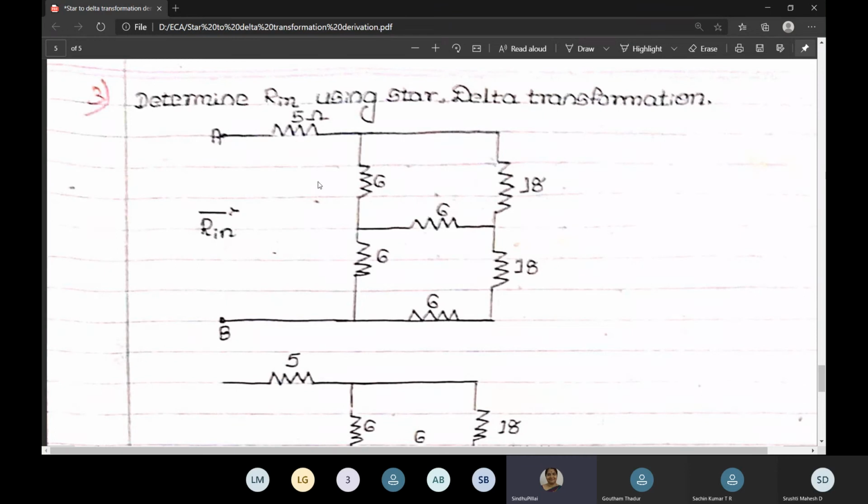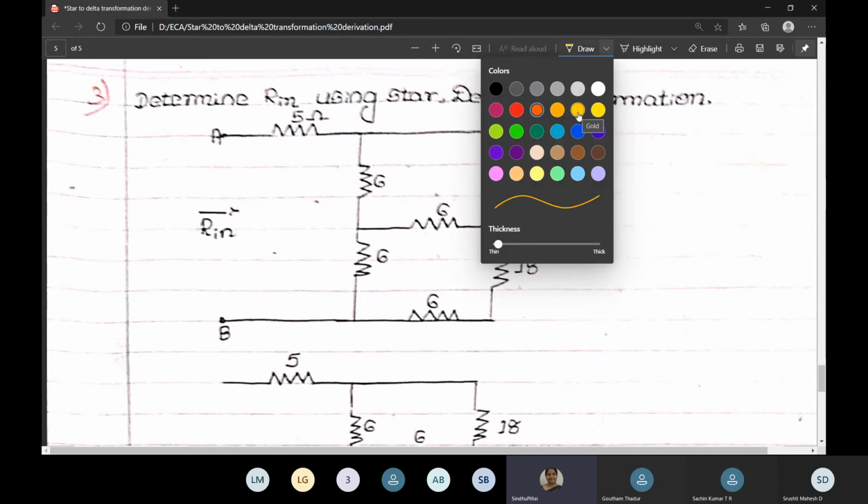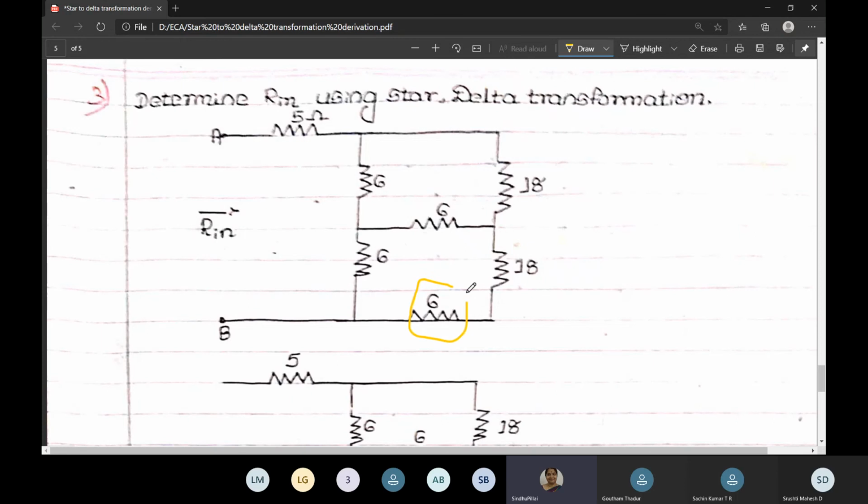Please do that checking here. See here, are there any series connections? There is a series connection between the 18 and 6 ohm resistors. Between 18 and 6, the current flowing is the same. Whatever current is coming from this point is the same current in the 18 ohm, and the same current is flowing in the 6 ohm also, because there is no split of branches. So what it means is the 18 and 6 ohm resistors are in series. Both these resistors are in series.